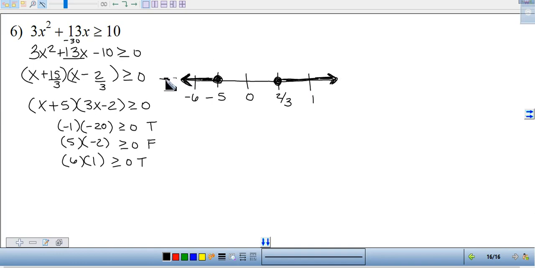Remember that this side is negative infinity, and this side is positive infinity. And the numbers that I'm going to use are the ends. So these are my numbers right here.